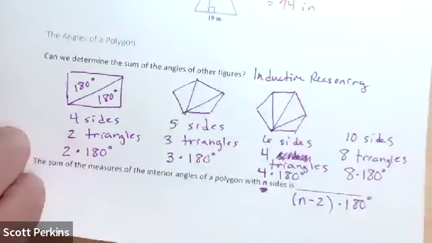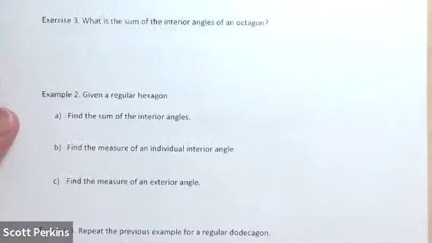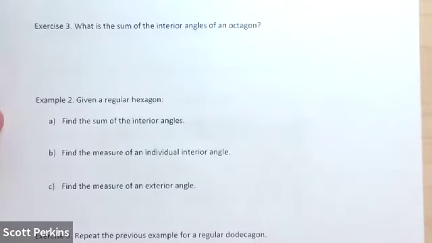So I'm going to flip the page. Exercise 3 is a super straightforward example. I want to know what is the sum of the interior angles of an octagon. Now, if you don't know how many sides an octagon has, flip to the front page. I gave you a little chart. It'll tell you.